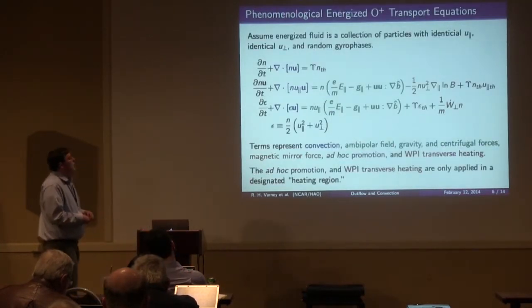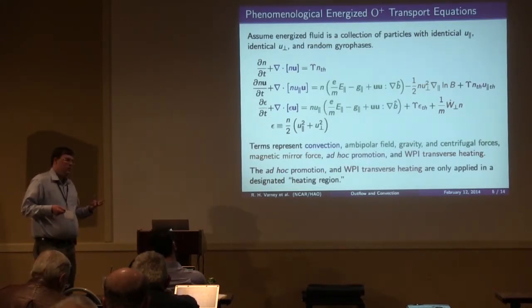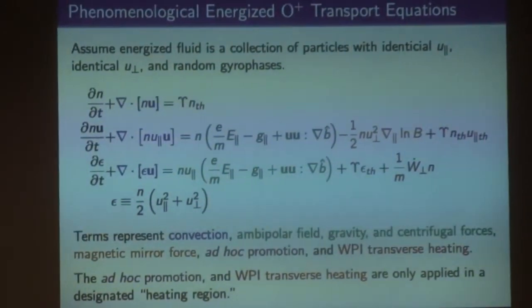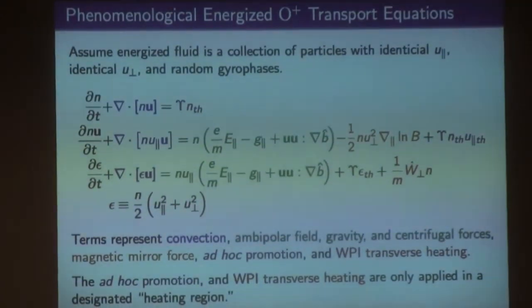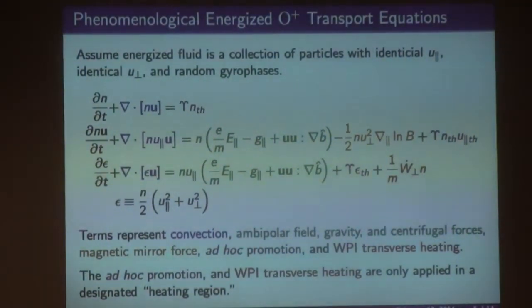So onto my phenomenological energized O+ transport equations. If you think of this energized fluid as consisting of a collection of particles, all of which have the same parallel and perpendicular velocity, and random gyrophases, then you get a really simplified set of transport equations. But they still retain a number of important properties. These are in the form of conservation of mass, momentum, and energy.